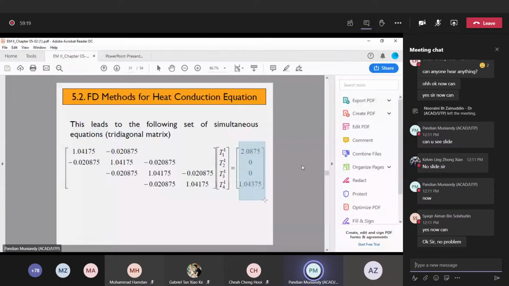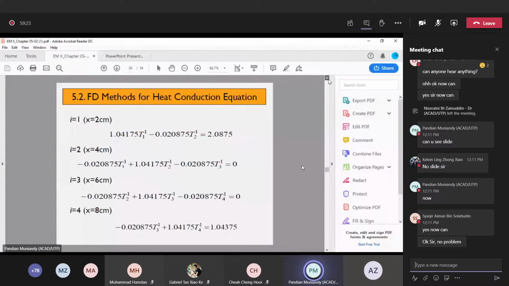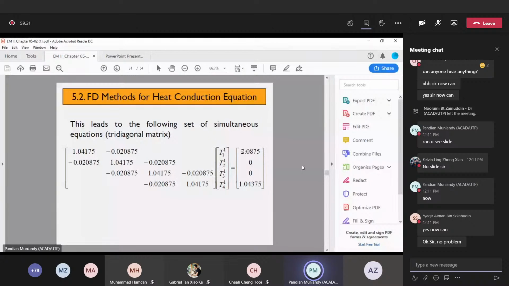Right hand side, you get it from here. 2.085, 1.04375. This numerical computation is very important class. This is the hardcore of this study. You cannot solve analytically, not like Laplace transform. No, cannot. So this matrix is very unique matrix.